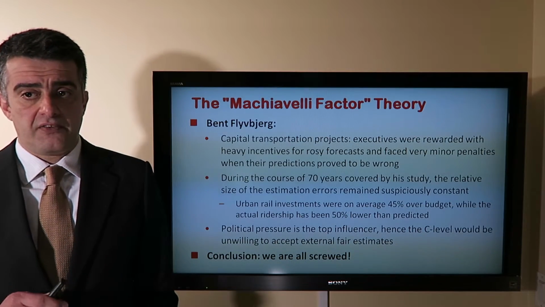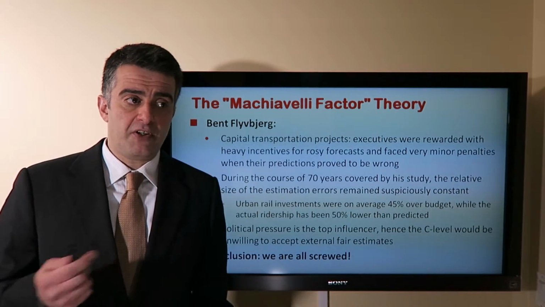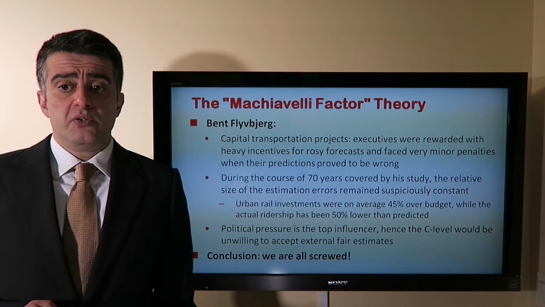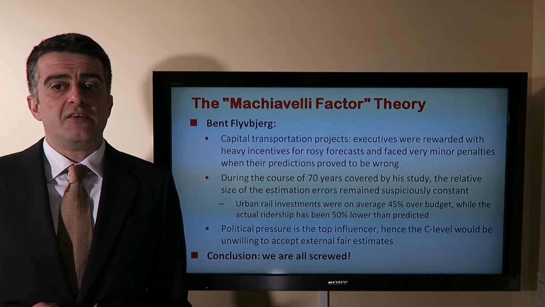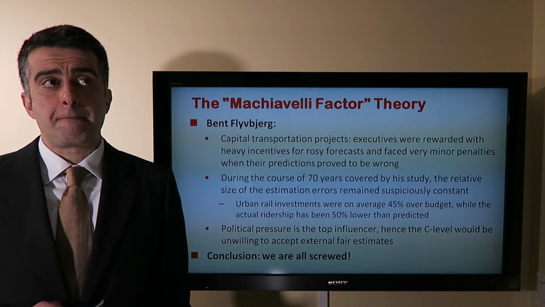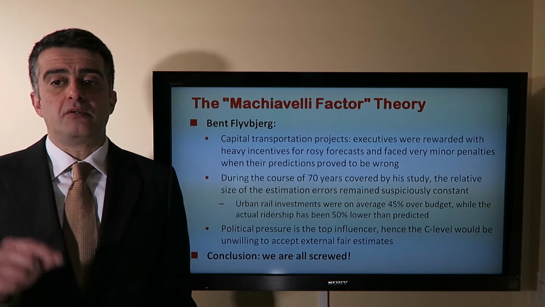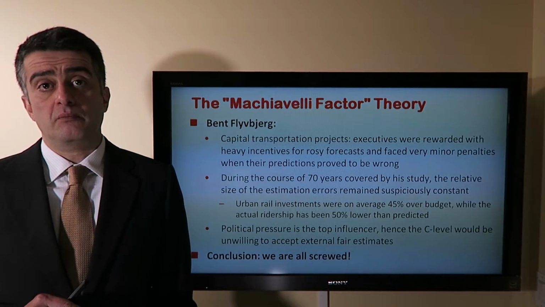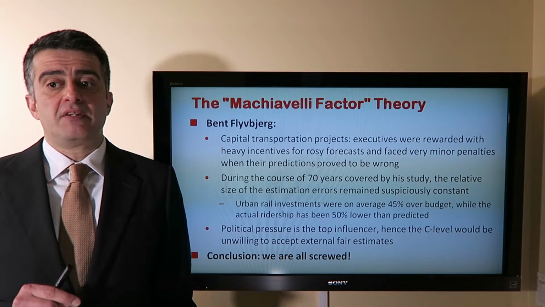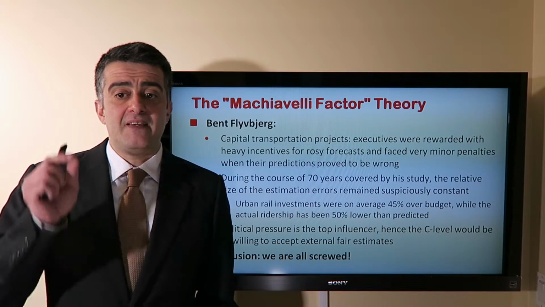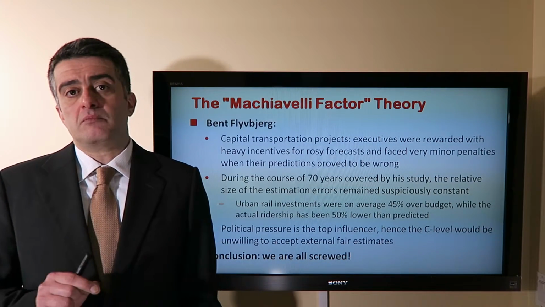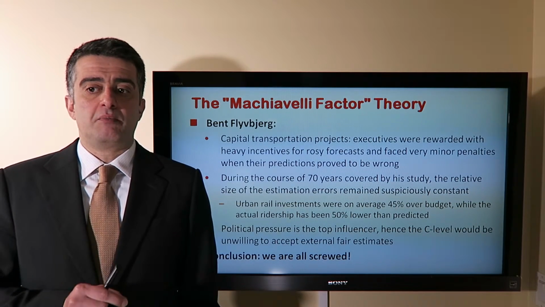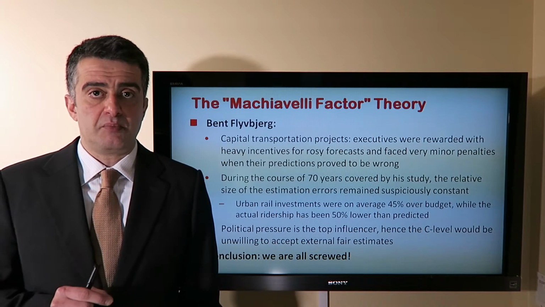The Machiavelli factor theory, proposed by very famous project management scientist, professor at Oxford University, Bent Flyvbjerg, who says, wait a second, our study of capital transportation projects showed the following. Executives are rewarded with heavy incentives for rosy forecasts, and they face very minor penalties when their predictions go wrong. During the 70 years covered by our studies, we found that the relative size of the estimation error remains the same, suspiciously constant. For example, urban rail investments were on average 45% over budget, while the actual ridership has been 50% less than predicted.